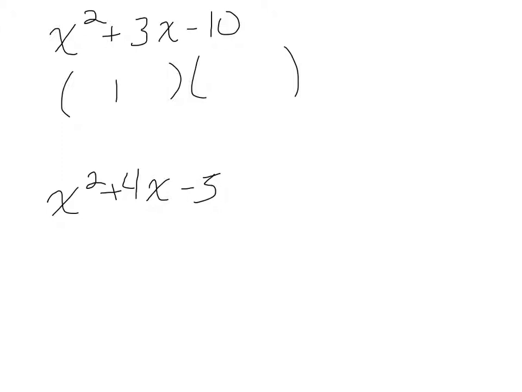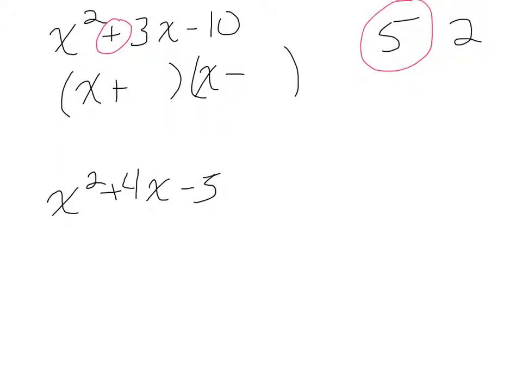This minus sign tells me I need one positive and one negative, so x and x. I need factors of 10 that have a difference of 3, which would be 5 and 2. This is a plus 3x, which means I need the bigger one to go with the positive, so it'll be x plus 5 and x minus 2.